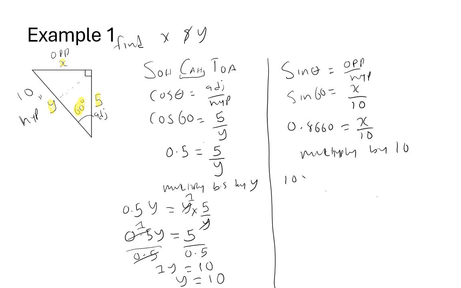So here I'll have 10 times 0.8660 is equal to 10 times x over 10. 10 goes into 10 one time. If I multiply 10 by 0.8660, this will give me, I think, 8.66, and it is equal to 1 times x, which is just x. So my x is equal to 8.66. So that's what we find, x is equal to 8.66.